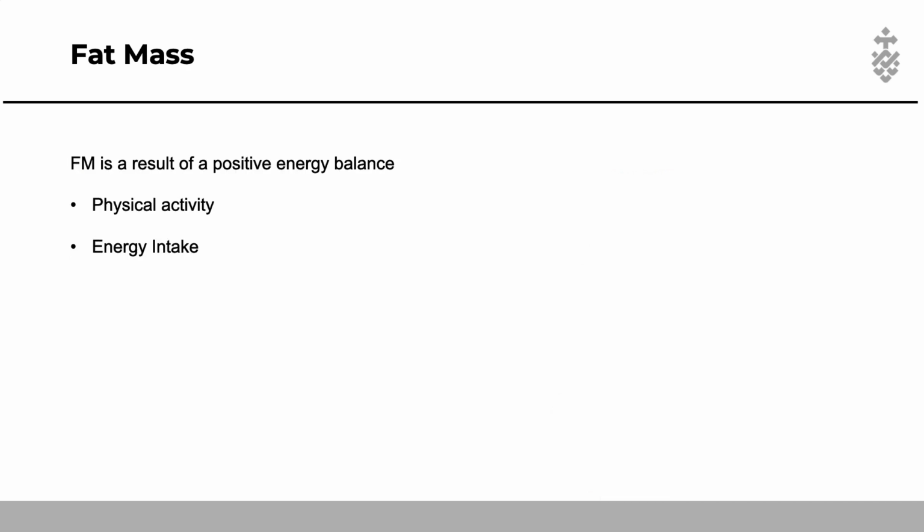So what's the cause of this accumulation of body fat during adulthood, and what can we do to prevent it? Well, fat mass accumulation is a result of a positive energy balance. So you're consuming more energy than you're expending. And after an extended period of time in a positive energy balance, the fat gain will be very clear.